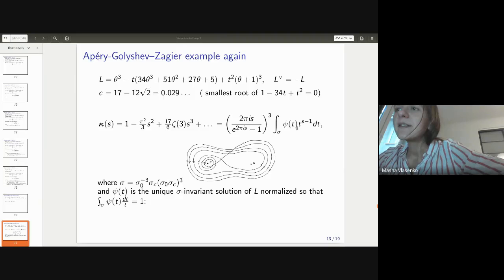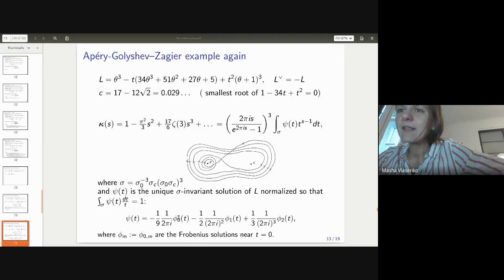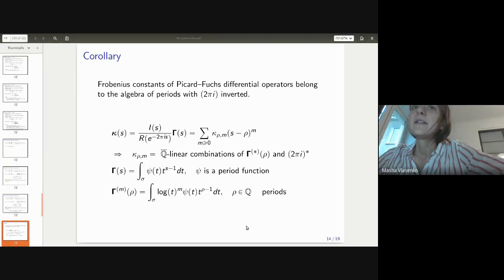And psi, it appears that there is a unique sigma invariant solution along this loop. And we normalize it so that the integral here is 1. That defines the right-hand side precisely. And this solution, well, we can give it explicitly as a linear combination of Frobenius basis solutions if we want. But anyway, it's unique. This is what happens in the Golyshev-Zagier example. And now the corollary of our theorem is, as I promised, that for Picard-Fuchs differential operators, the Frobenius constants are periods up to some powers of 2 pi i.